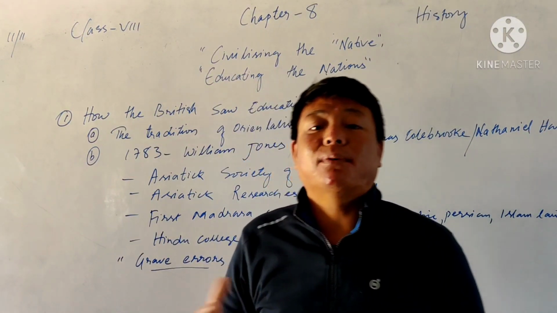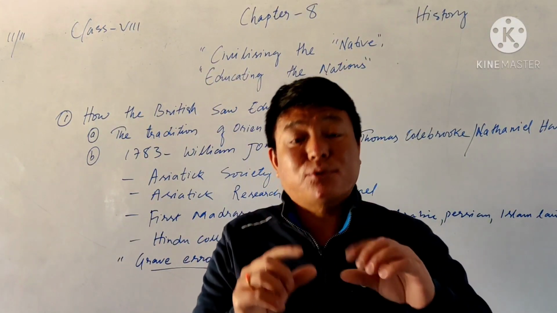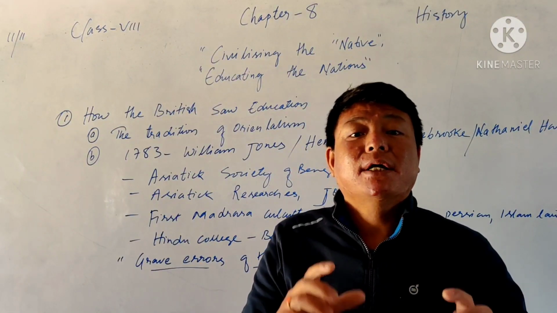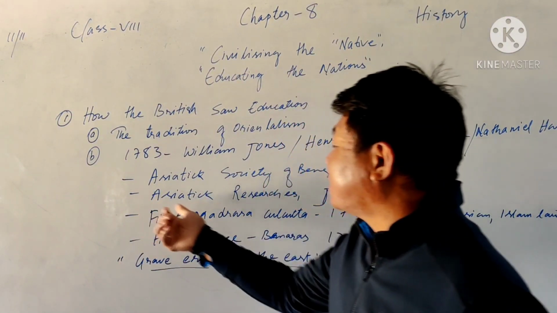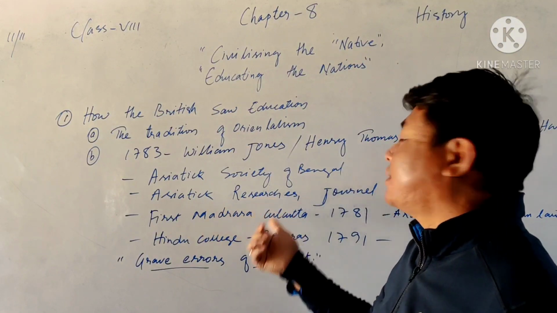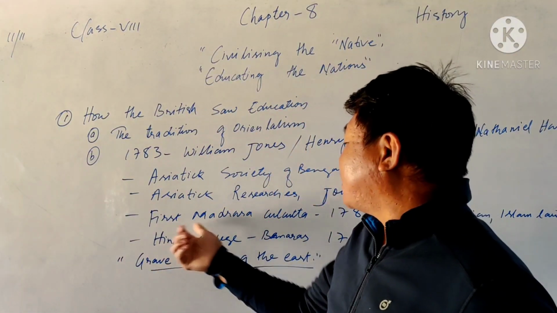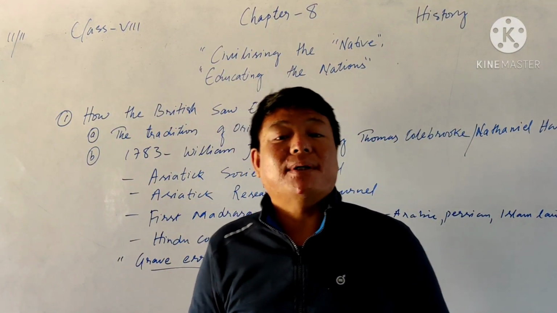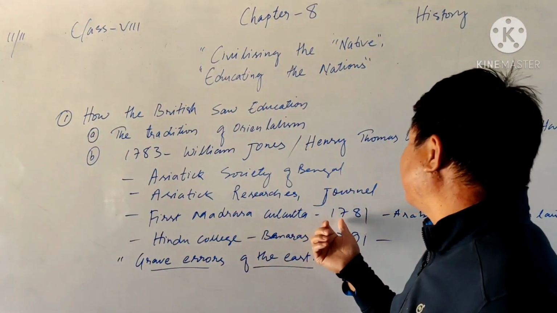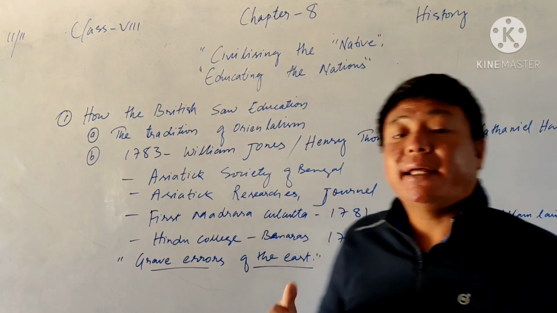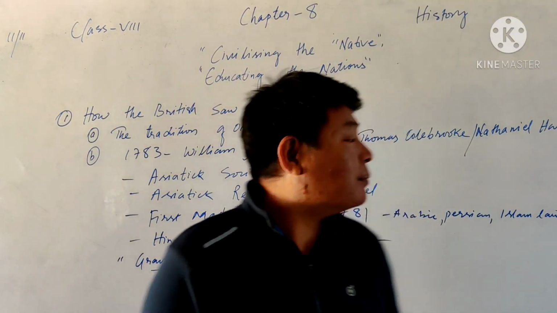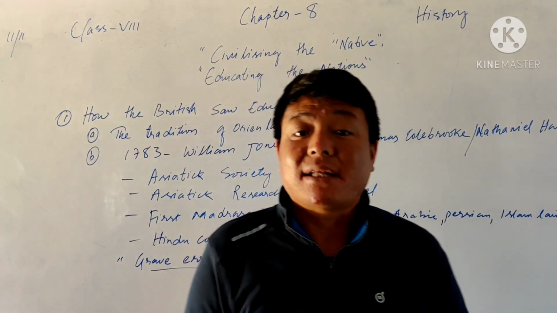Later, the Asiatic Society started publishing in the form of journals. Journals means like the form of a newspaper, a weekly magazine, or monthly magazines. So they wrote in the journals, and those journals are known as Asiatic Researches. And later, the first madrasa was started in Calcutta in 1781, and they gave emphasis to the study of Arabic, Persian and Islamic law.